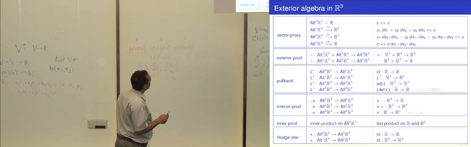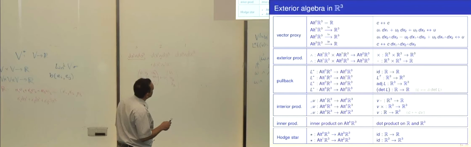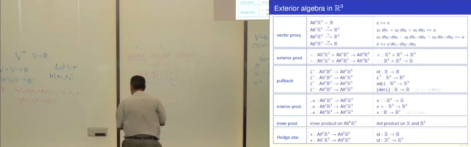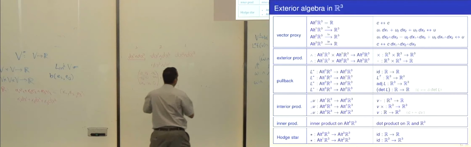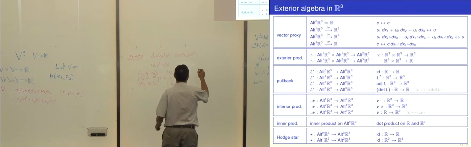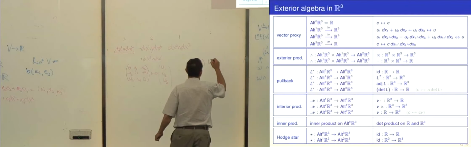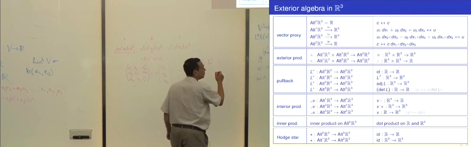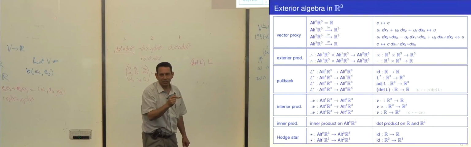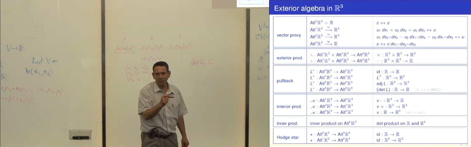What about the pullback? The pullback on 0 forms is nothing. It's just the identity from R to R. The pullback on 1 forms is multiplying by the transpose matrix. The pullback on 2 forms is multiplying by the so-called adjugate matrix. You know, remember the adjugate matrix? It's det L times L inverse transpose. Anybody remember if I should have a transpose here?